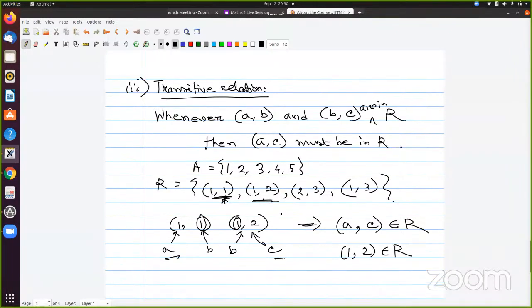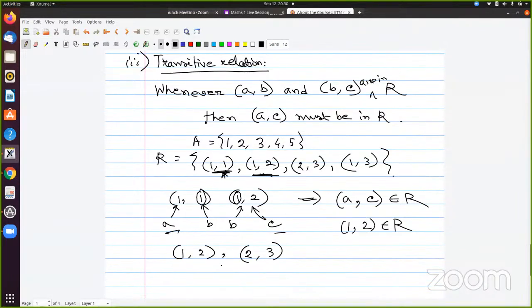Now for the second one, say 1 comma 2 and 2 comma 3. If I take these two belonging to R, then from these two, which element should belong to R? 1 comma 3. Because this is the second element of the first one, this is the first element of the second one. So this comma this should be inside R. Right? So this is there. Correct? Now, if I take 2 comma 3, is there any element starting with 3? No. So we don't have to check for that.